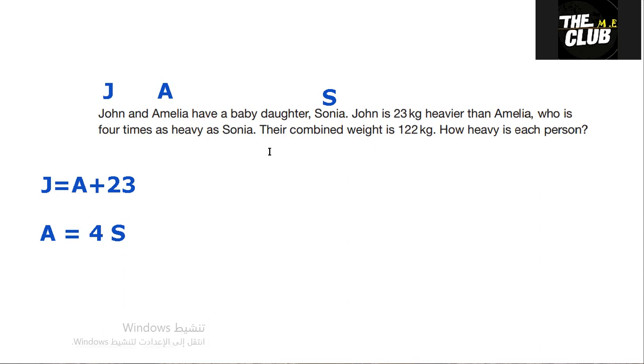Now, the last thing, their combined weight is 122. It means when you add the three of them, J plus A plus S equals 122 kilograms. How heavy is each person? Now you're going to use this information to find the weight of each one of them.